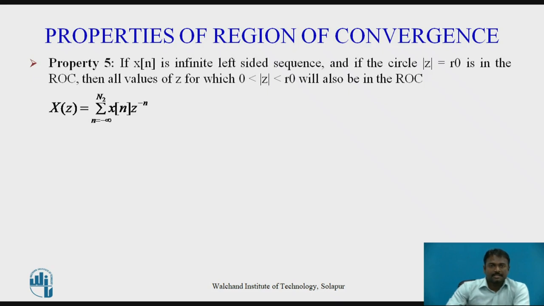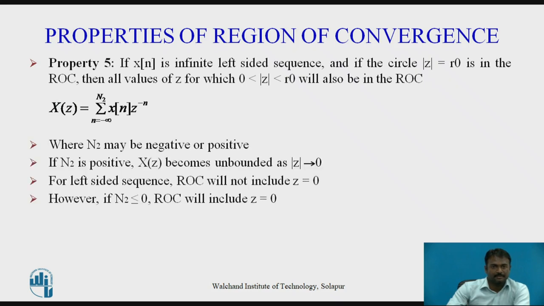Property 5 states that if x of n is an infinite left-sided sequence and if the circle mod z equal to R0 is in the ROC, then all values of z for which mod z is between 0 and R0 will also be in the ROC, where x of z is equal to summation n equal to minus infinity to n2 x of n z to the power minus n, where n2 may be negative or positive.